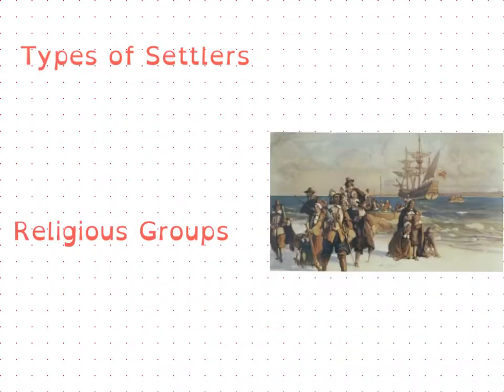All right, let's move on. Let's get talking about the types of settlers that are there in the New England colonies. The types of settlers that we saw were Puritans.